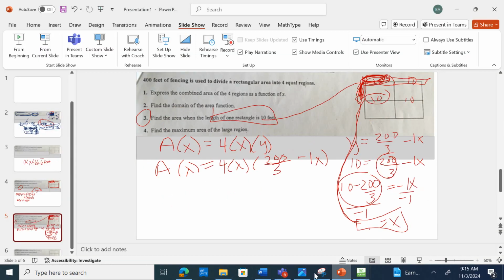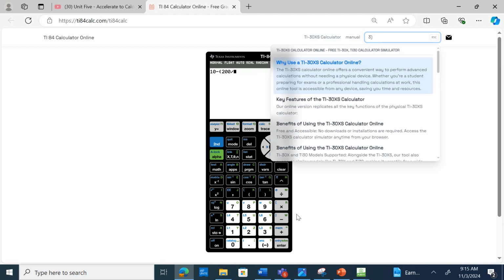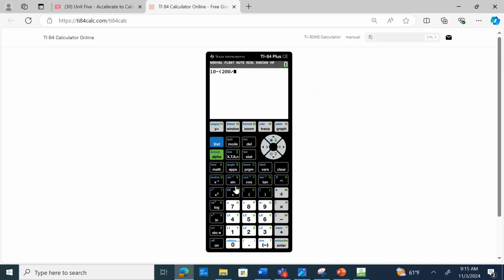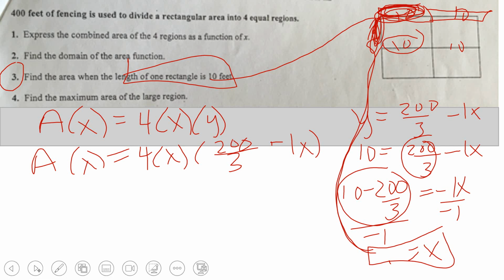So I'm going to come right back over to this screen. I want to clear out of here for just a second. And I want to take 10, subtract, and in parentheses, I have 200 divided by 3. And remember, after I get an answer, I'm going to divide it by -1. Okay, so this is what I have. Divided by -1, I get 56.6 repeating. Okay, so let me come back to our current screen here. And this tells me that x is 56.6 repeating. Now that's the case when y equals 10.